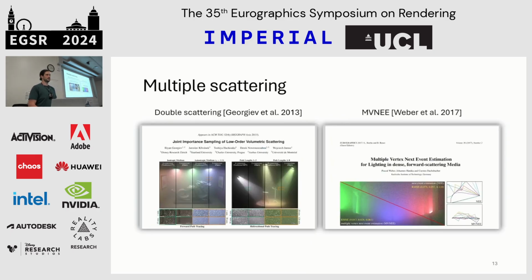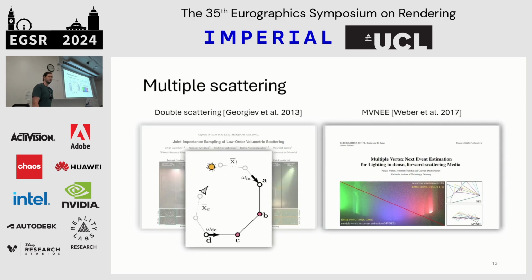There are other works that target the multiple scattering more explicitly. For example, the one by Georgiev and colleagues, which is about double scattering. They tabulate the conditional densities on the way, but as I said, it only works for up to double scattering.